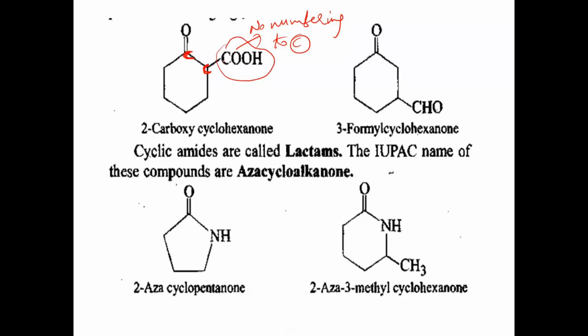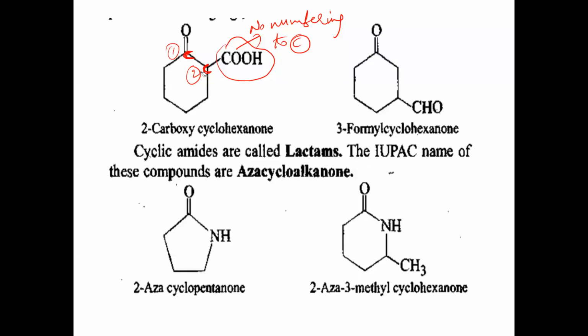What is a carboxy group? Now, the carbon of the ketone group is in the ring. The carbon atom of C double bond O is forming the ring here, and the carbon atom of COOH is not forming any ring. That's why this carbon is not given any numbering. But this carbon is in the ring, that's why it is the first carbon, and this is the second carbon.